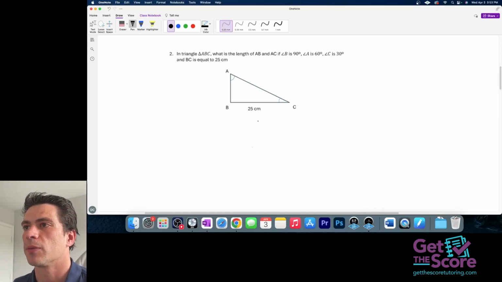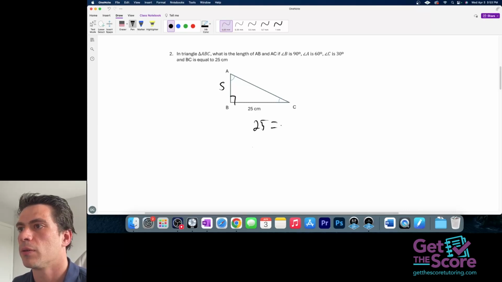Okay, so right here they have a similar triangle, but the way you're going to do the math out for this one's a little bit different. So what they're giving you is your A, which is your 60 side. So if you want to find your AB, which is your 30, you have to set it out like this. So 25 is going to equal S times root 3, because that's what your 60 side is, right?